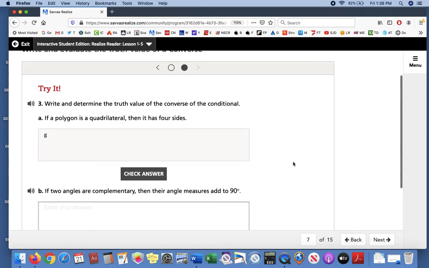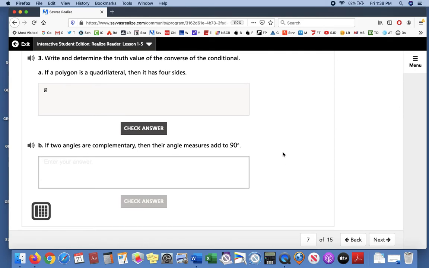All right. If you haven't had a chance, click pause and try this one. Otherwise, here we go. If two angles are complementary, that means they add up to a sum of 90, then their angle measures add to 90. All right, but switch the order because converse is if this part. So if two angles add up to 90, then they are complementary. All I need is a counterexample to prove that that's not true. Let me think about that. If two angles add up to 90, then they are complementary. I can't think of a counterexample, so I think that's true.